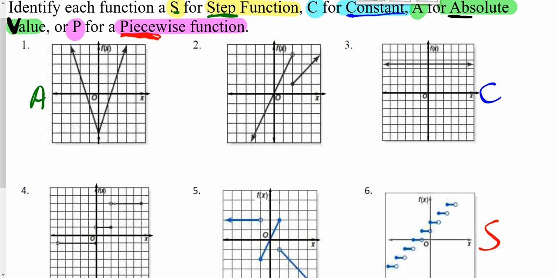Now, this one over here would also be a step function because you have a step here, and a step here. The steps aren't always the same, but they are still a series of steps. Then we would then have our piecewise because we have one piece here, and then we have one piece here. Two separate pieces. Down below on number five, we actually have three separate pieces. So that's a piecewise.